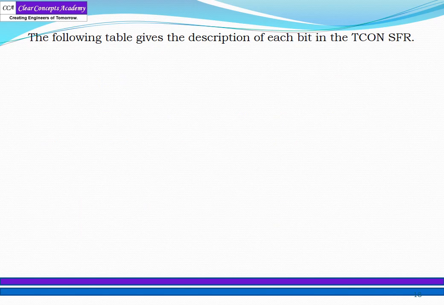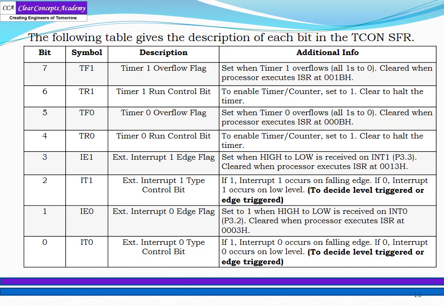The following table gives the description of each bit in the TCON special function register. This is the table. Now we have seen the different bits of the TCON register. Now we will see each one by one. Bit 7, that is the MSB, is TF1, the timer overflow flag of timer 1. It is set to 1. What happens when the interrupt of timer 1 is going from high to low?